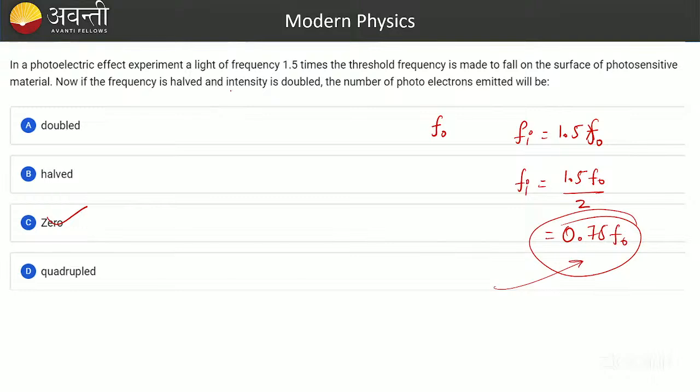Intensity just tells you about the numbers, the number of photons or the number of electrons coming out. I just told you about the number, but frequency is something that talks about the energy. So I hope that you have understood it.